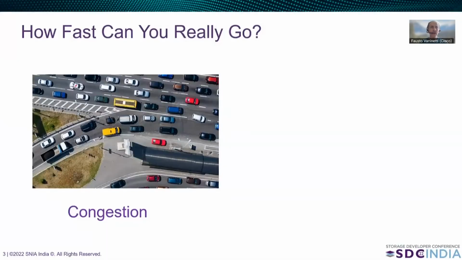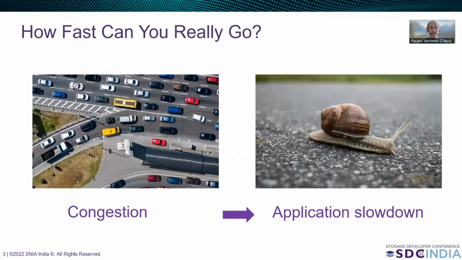When you have a network with a nominal speed that seems to be sufficient, you need to be aware that the nominal speed might not be really available to your applications because of congestion. This is the same that happens with roads when there are too many cars around. So if your network is congested, applications will see a slowdown.